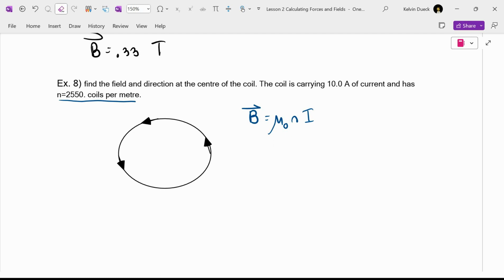And that's what's used the most in the electronics industry. Turns per meter. You don't buy a solenoid based on how long it is and how many turns it's going to have. How many turns per meter do you need? Give me that solenoid, please. So it's going to be 4 pi times 10 to the negative 7, the permeability of free space.